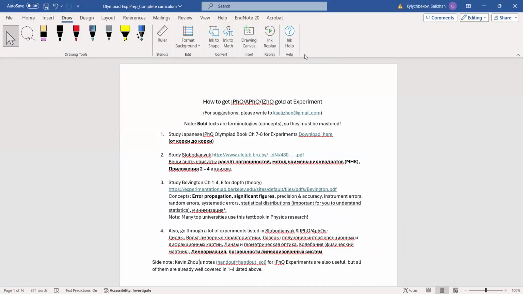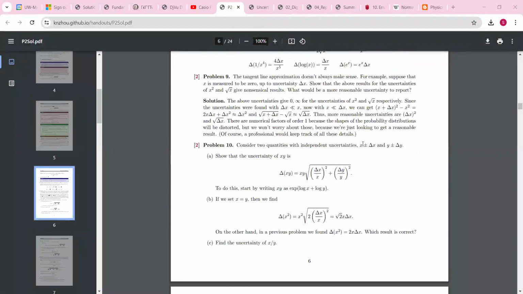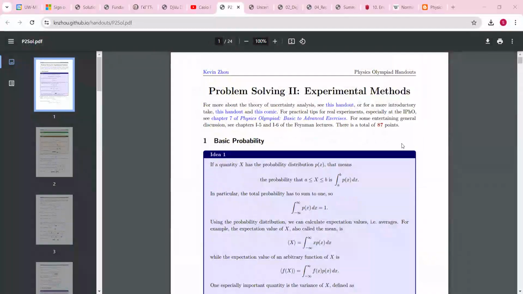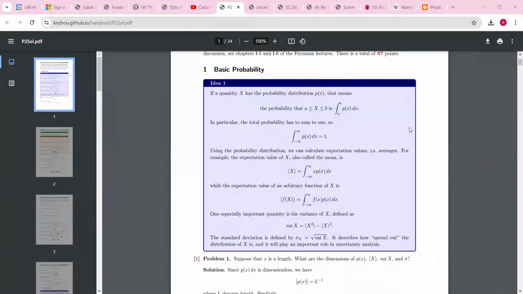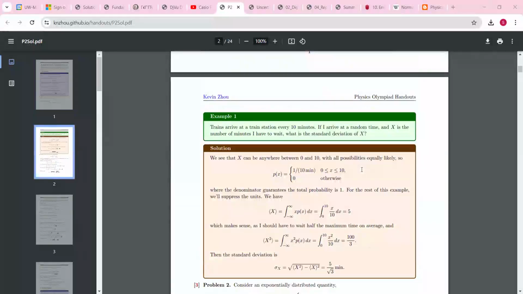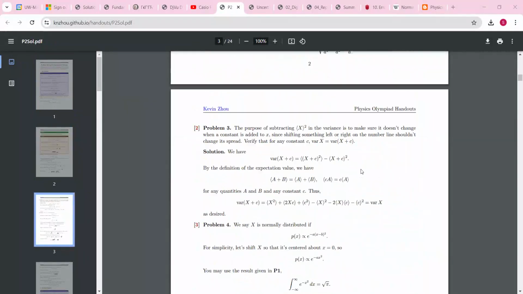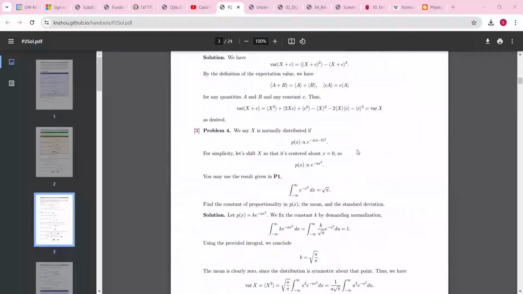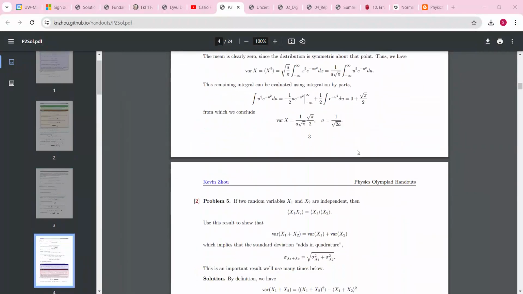Let me share that screen now. This is Kevin's notes. I think you are seeing it now. Let me scroll this. We will come back to these probability distributions because that's a little bit advanced.